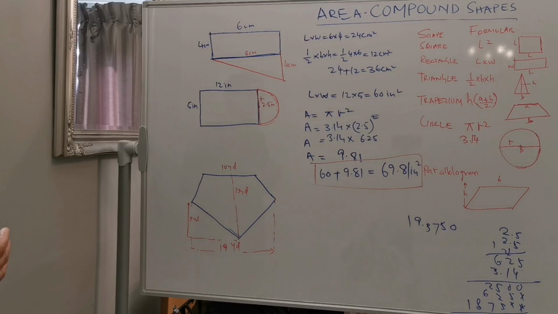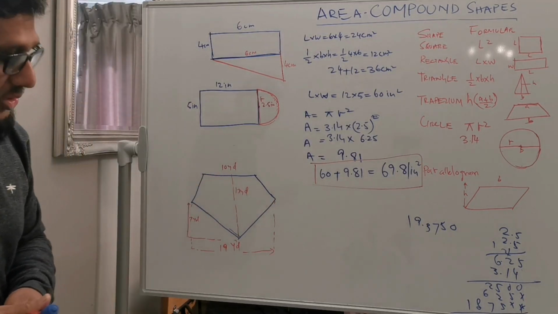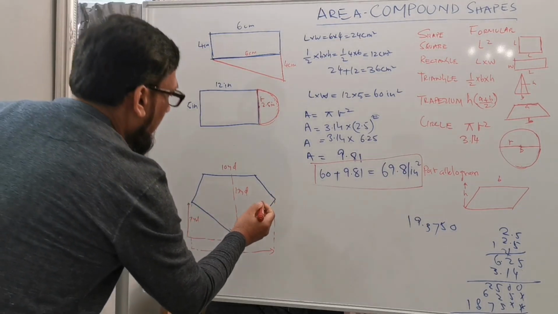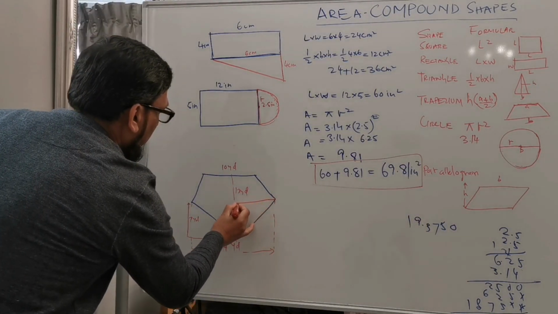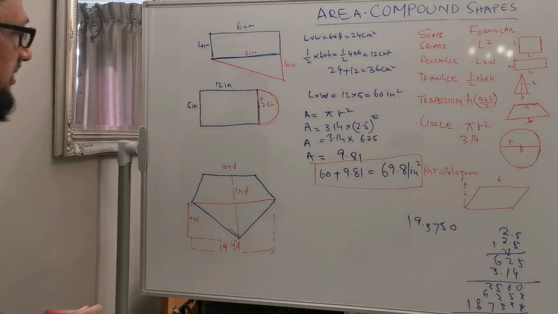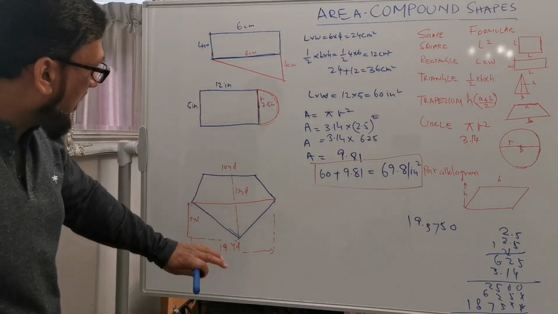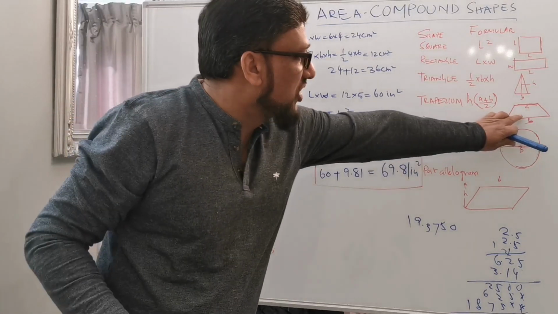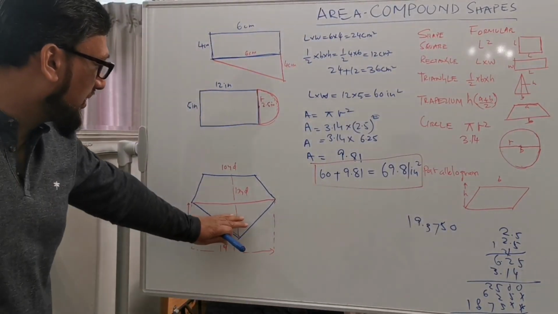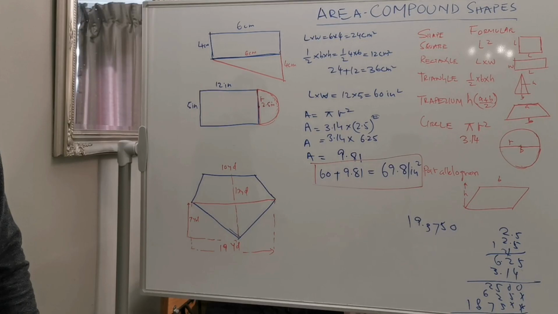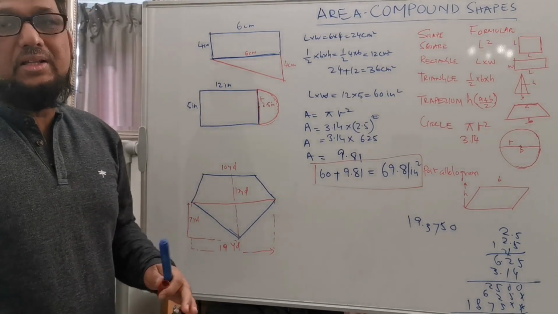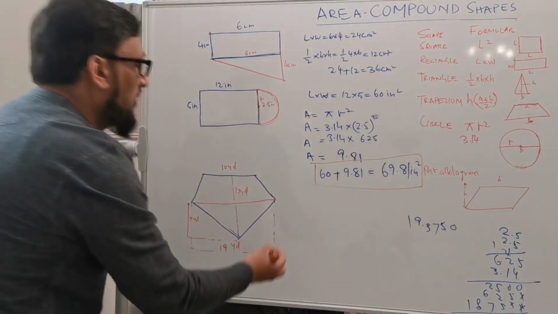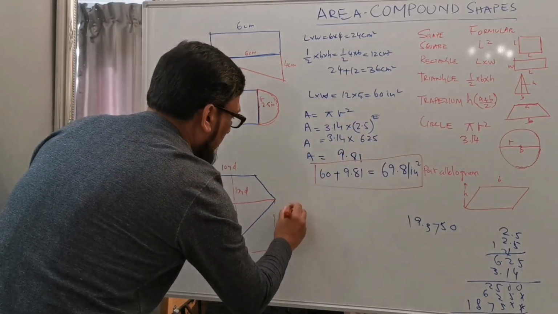So what we do, first we need to break this shape into two. Look at this shape now, it's easy to understand. The first one is a trapezium, and the second one is the same as a triangle. So first you need to find the area for the trapezium.